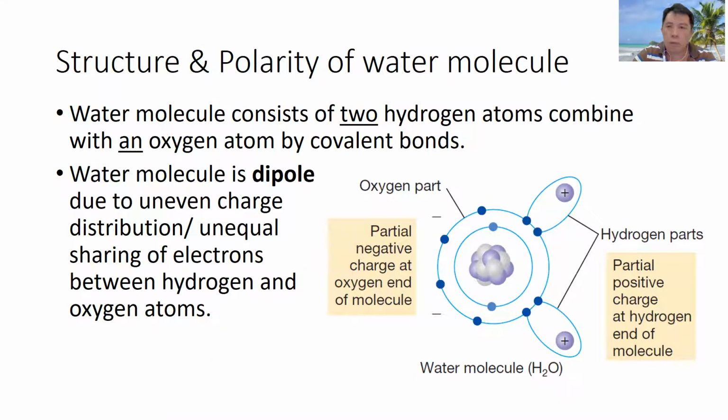The water molecule consists of two hydrogen atoms combined with an oxygen atom by covalent bonds. These are two hydrogen atoms combined with one oxygen atom by covalent bonds in which they are sharing their electrons. The water molecule is a dipole due to uneven charge distribution, or we call it unequal sharing of electrons between hydrogen and oxygen atoms. From here you can see there are several free electrons around the outer shell. Therefore, the water molecule is a dipole.